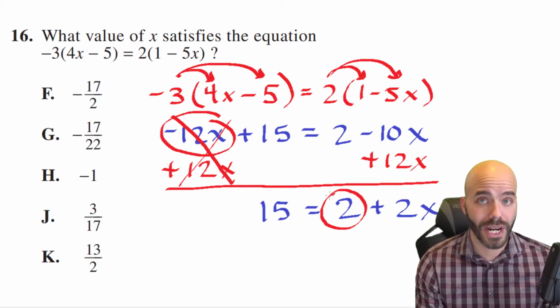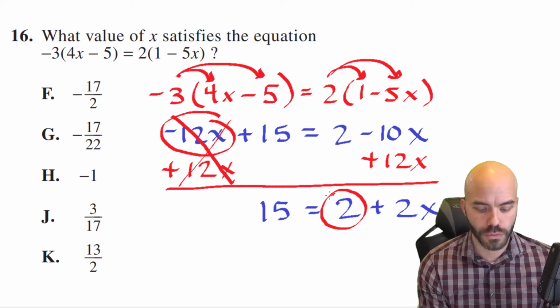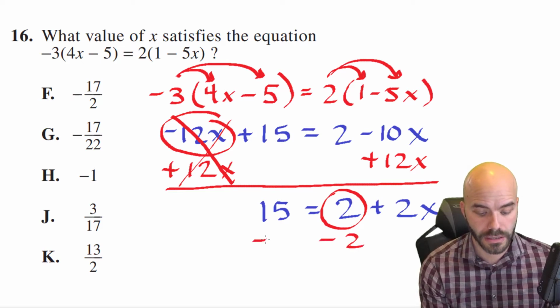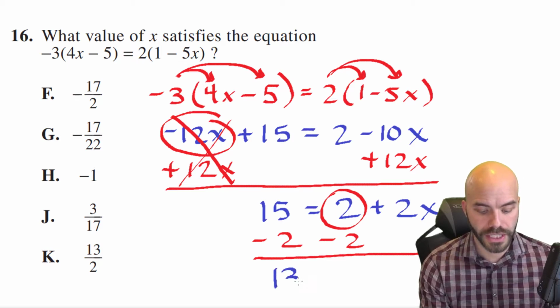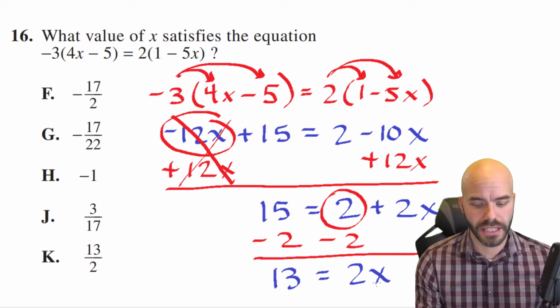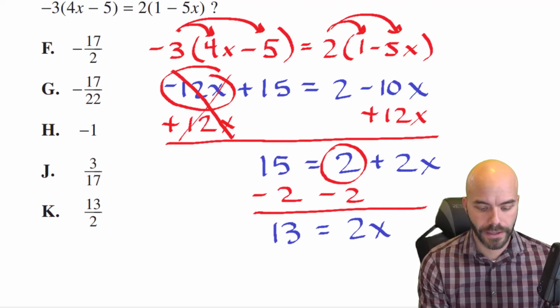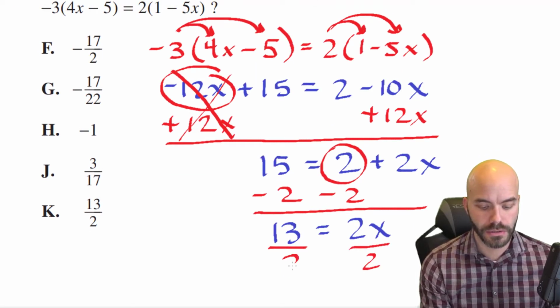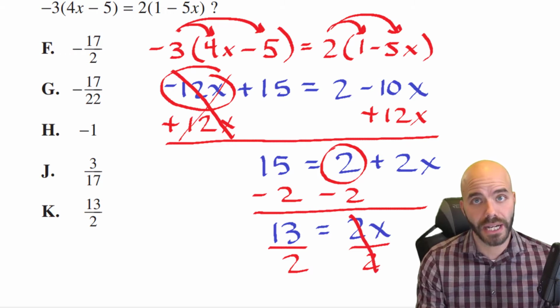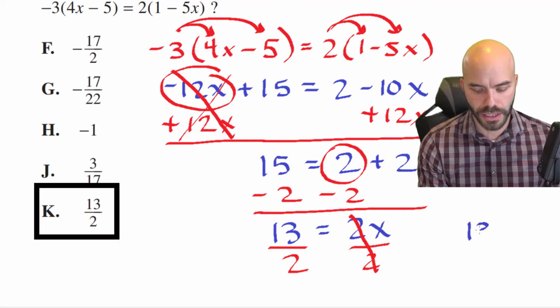So I want to subtract that from both sides. When you subtract 2 from both sides, like this, you'll have 13 equals 2x. And then finally, to get x isolated, you would like to divide by 2. Let me scroll a little bit. So divide by 2. That's going to get x by itself over on the right side. And then 13 over 2 does not reduce. And so the answer is 13 over 2.